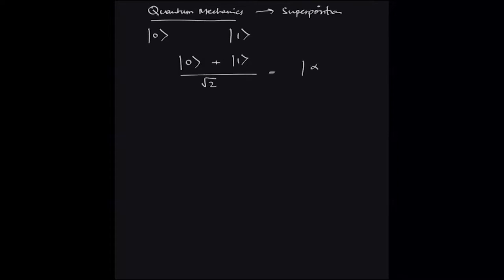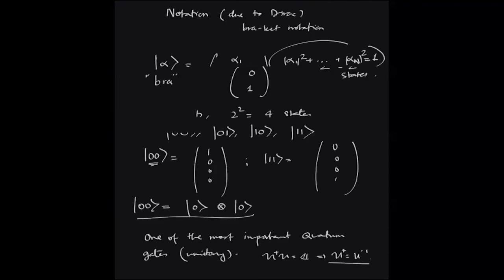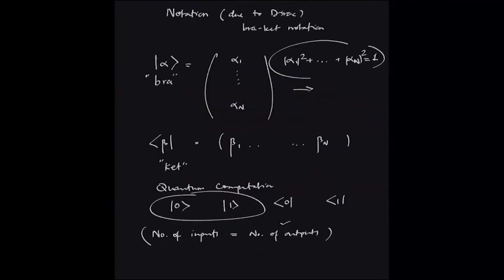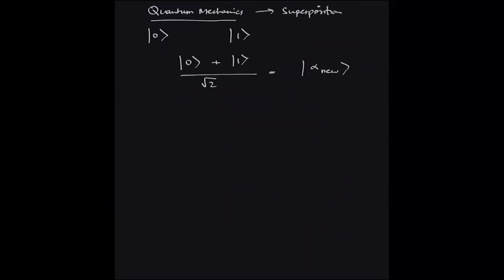This is a new state. When the state is like this, we say that the state is in a uniform superposition of 0 and 1. This can never happen in classical computation. There is no gate in classical computing to which, if I give 0 and 1, it can give me 0 plus 1 by root 2. It's not possible. It's a truly quantum mechanical feature. So what gate does this? The gate which does this is the Hadamard gate.